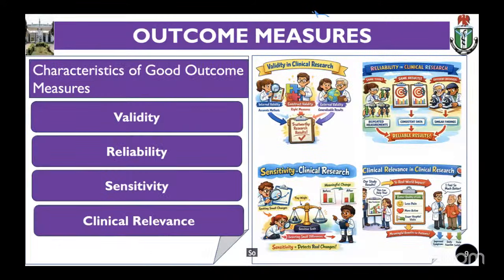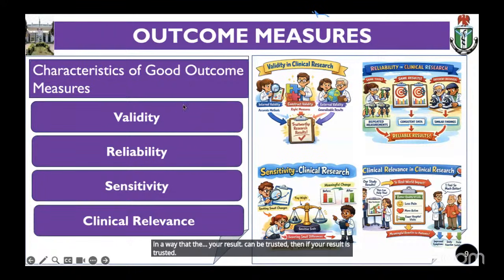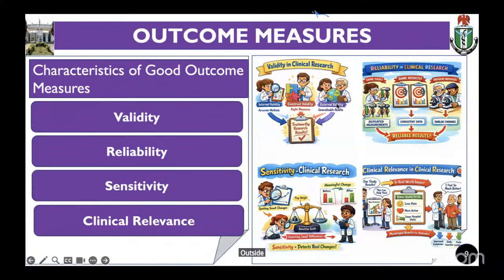So what are the characteristics of good outcome measures? I've mentioned validity, and of course I have some depictions here, the internal validity and external validity. Internal validity has to do with the accuracy of your study. You should be able to use a good method. Your methodology must be sound in a way that your result can be trusted. Then if your result is trusted, has the methodology provided opportunity for it to be reproducible outside by other people in a repeated manner? That's external validity. And of course, reliability. Can it be repeated using the same method consistently?